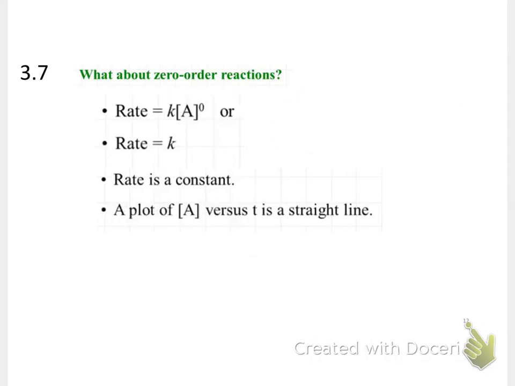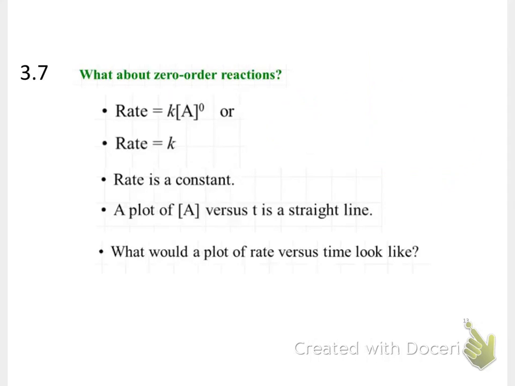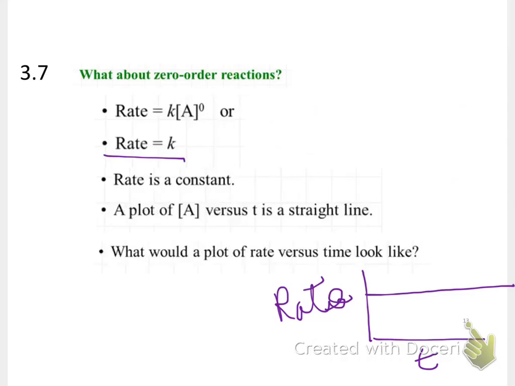And if we wanted to look at what the plot of the concentration of A versus time is, we would get a straight line that looks like this. Okay? But what would a plot of rate versus time look like? Let's take a look. So the plot of rate versus time would be, now remember, the rate, in this case, is a constant. It's always the same. So it would look like this. It would be a straight horizontal line.